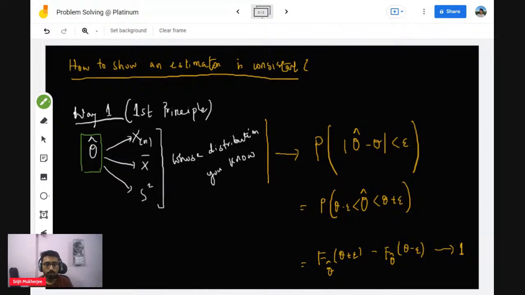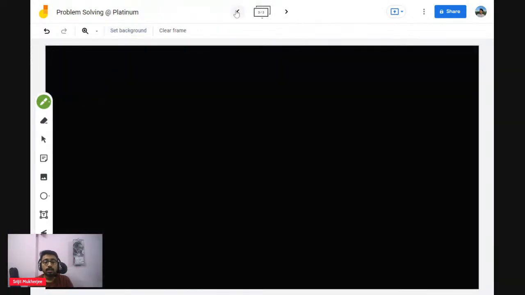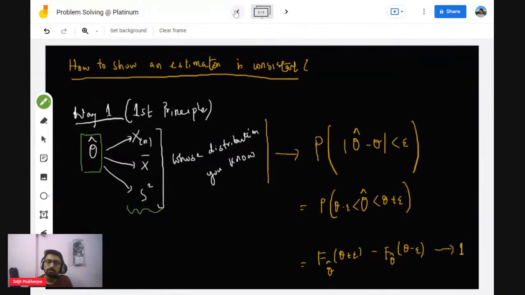Okay. Number 1 way is called the first principle. You're just calculating it. But often the distribution is very hard to find. It takes time. So there is a way number 2 also. These are the things that should be in your cheat sheet, the methods of doing it. This technique should be there in your cheat sheet.